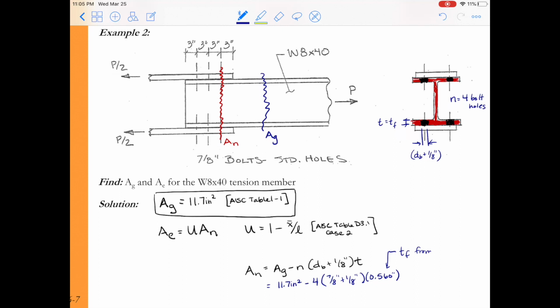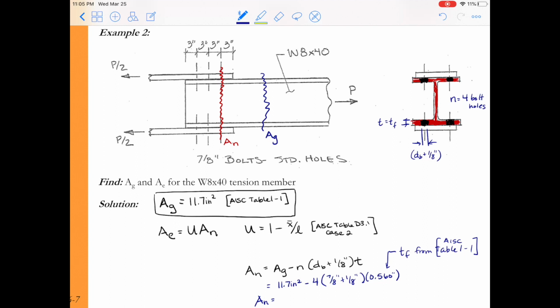I also want to point out here, we say that these are standard holes. So if we go back to the hole, we said we drill holes the size of the bolt plus a 16th of an inch. That's a standard hole as it's defined. There are also other oversized holes, and you can look into the manual for more details on that.